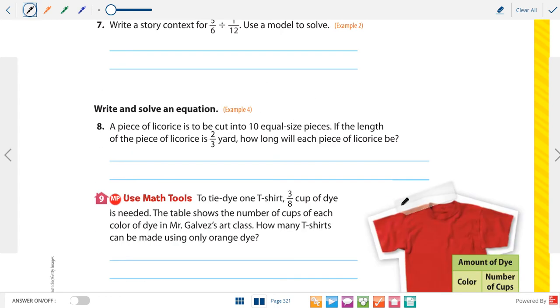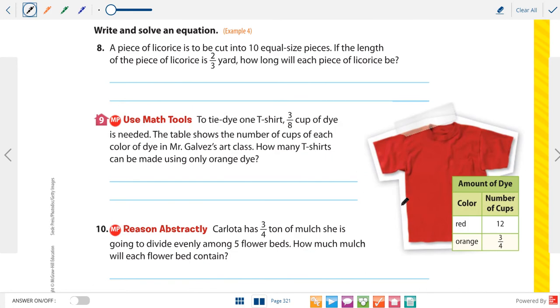So let's go down to number 9, because I know I'm going to have to address it on Monday. So let's go down to number 9. When we read our word problems and we know we're doing division, we have to find what do I have?